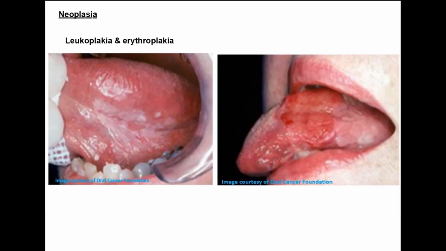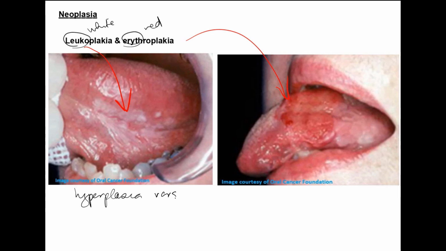Neoplasia in the mouth starts with leukoplakias and erythroplakias. Just as leuco is Latin for white and erythro is Latin for red, so these present as plaques or raised areas on the tongue or cheeks. Leukoplakia here, one can see, is a white plaque, and erythroplakia is a red plaque. And one cannot tell by looking at these gross findings whether this is a hyperplasia or a dysplasia.